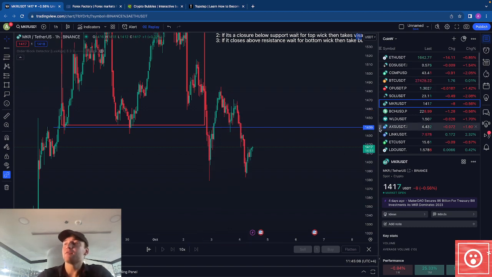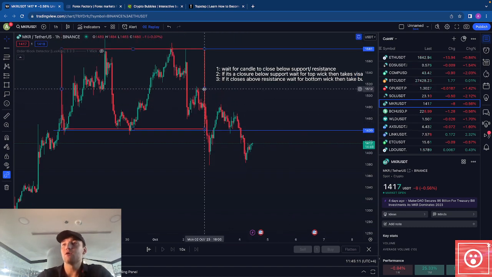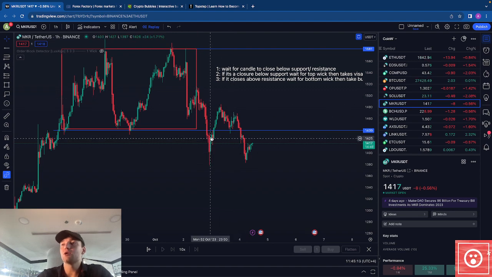But now, looking at this, this is when you want to be using the Fibonacci tool, okay? Because you can see it starts closing back above the range.